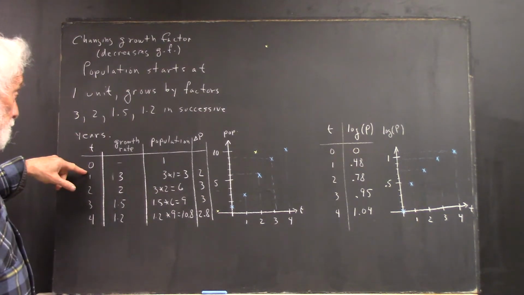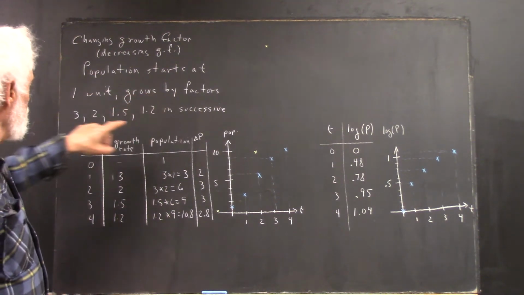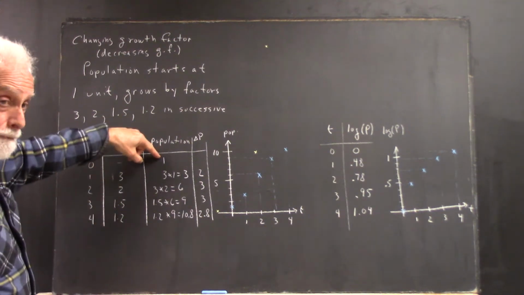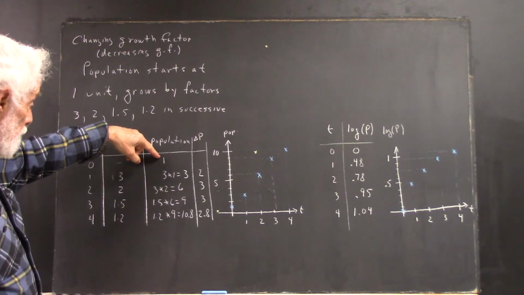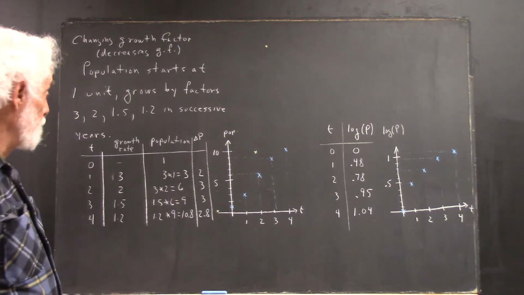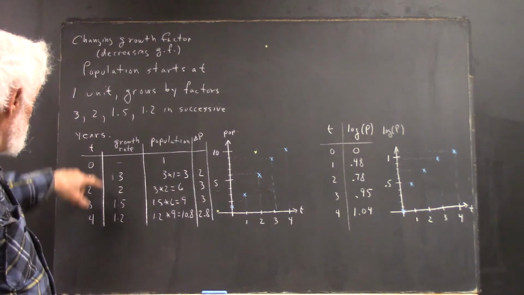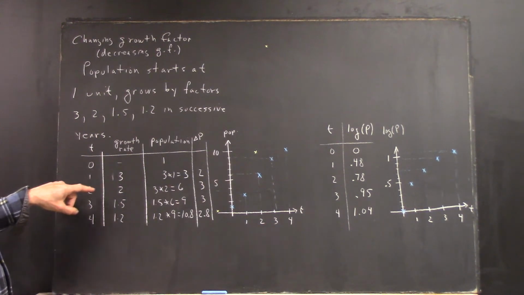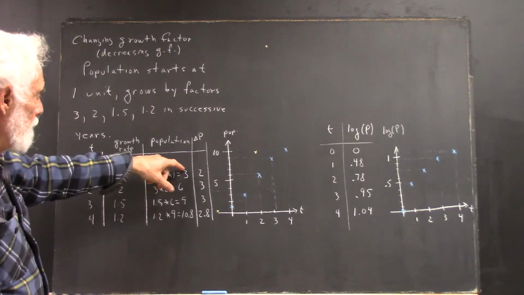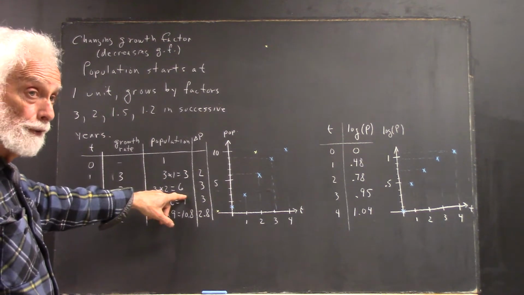T equals 0 years. At t equals 1 year, population has grown by a factor of 3, which means you multiply 3 by the population at the beginning of that year, which is 1. You get 3 times 1 equals 3. That's the population at the end of your year. In the second year, the growth factor is only 2. You multiply that by the population at the beginning of the second year to get the population at the end of the second year.